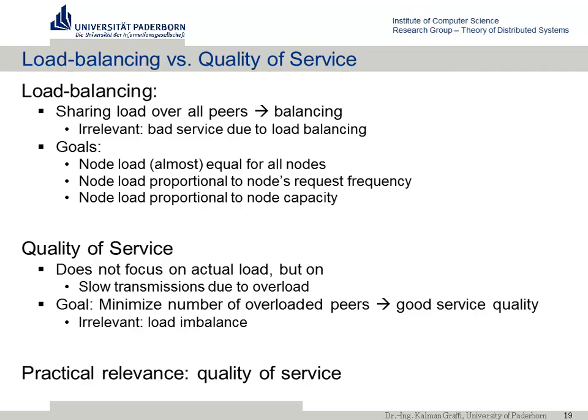And looking at the application, what the user is finally interested in is the quality of service. He's not caring whether the load is balanced or not in his application. He just wants it to be fast. He doesn't want slow transmissions due to overload. That's why the goal of heterogeneous Chord, or adaptive Chord, was to minimize the number of overloaded peers, and with that to also have good service quality. That means all the weak peers that are overloaded should somehow get some relief.